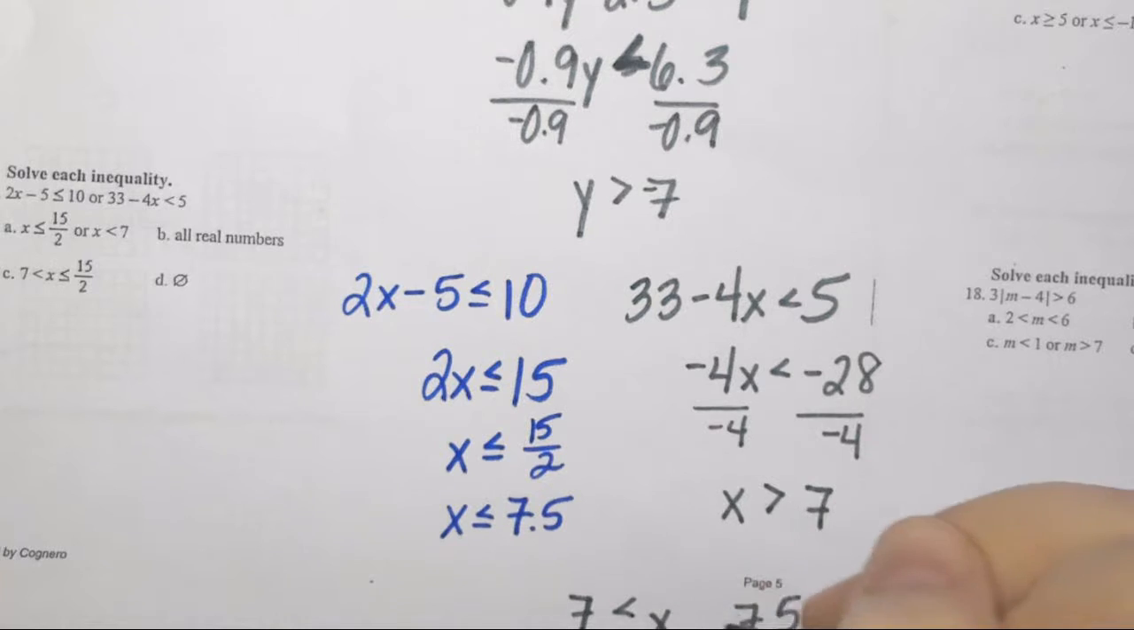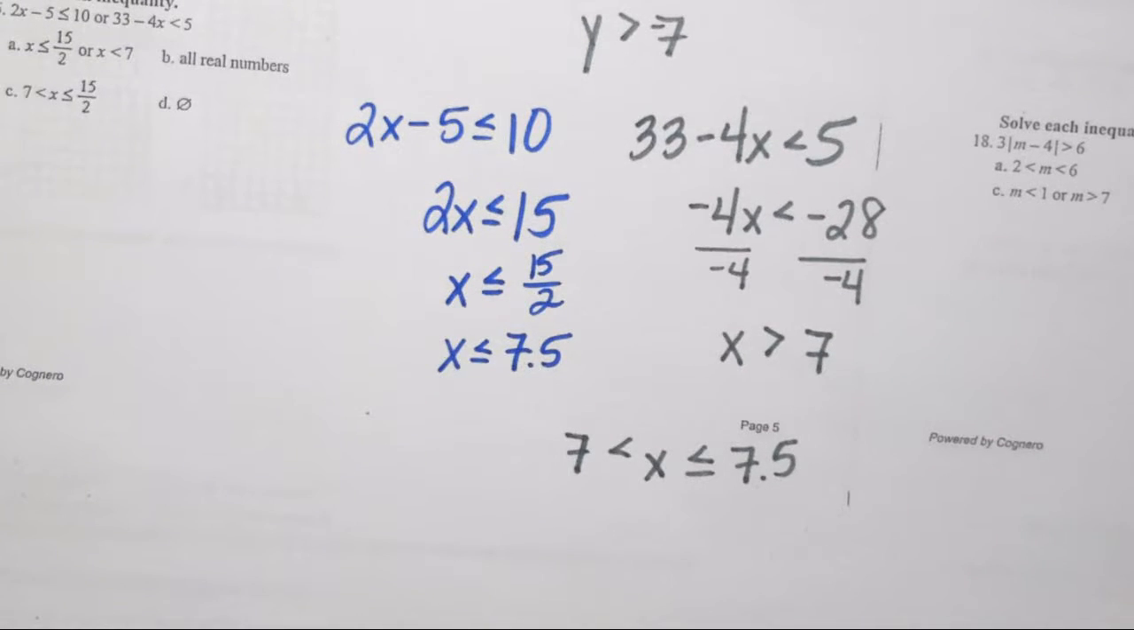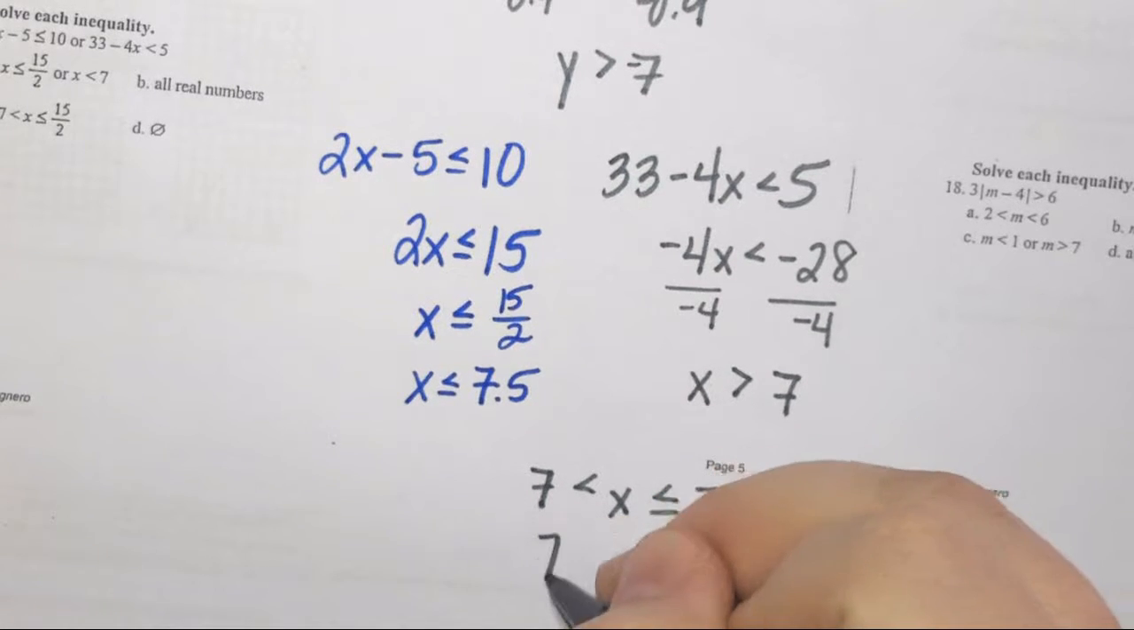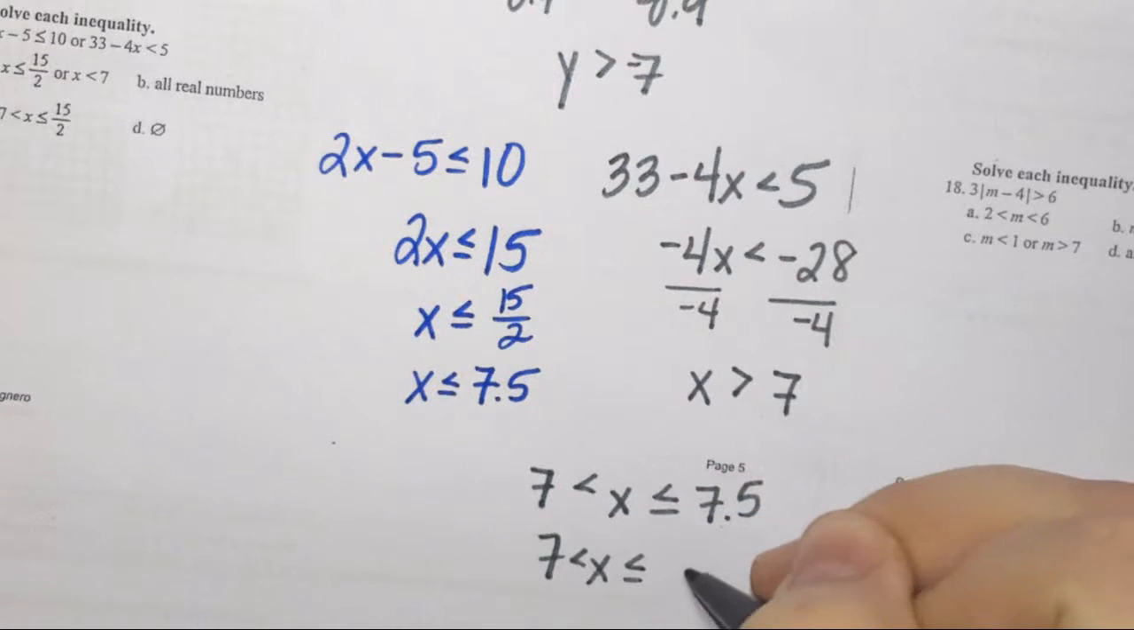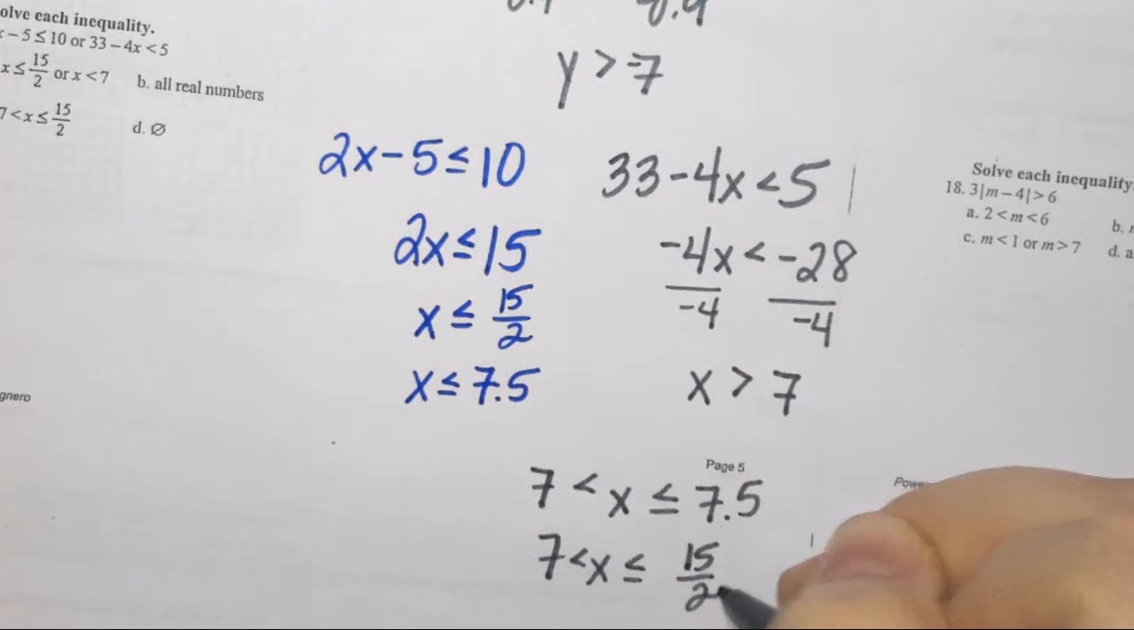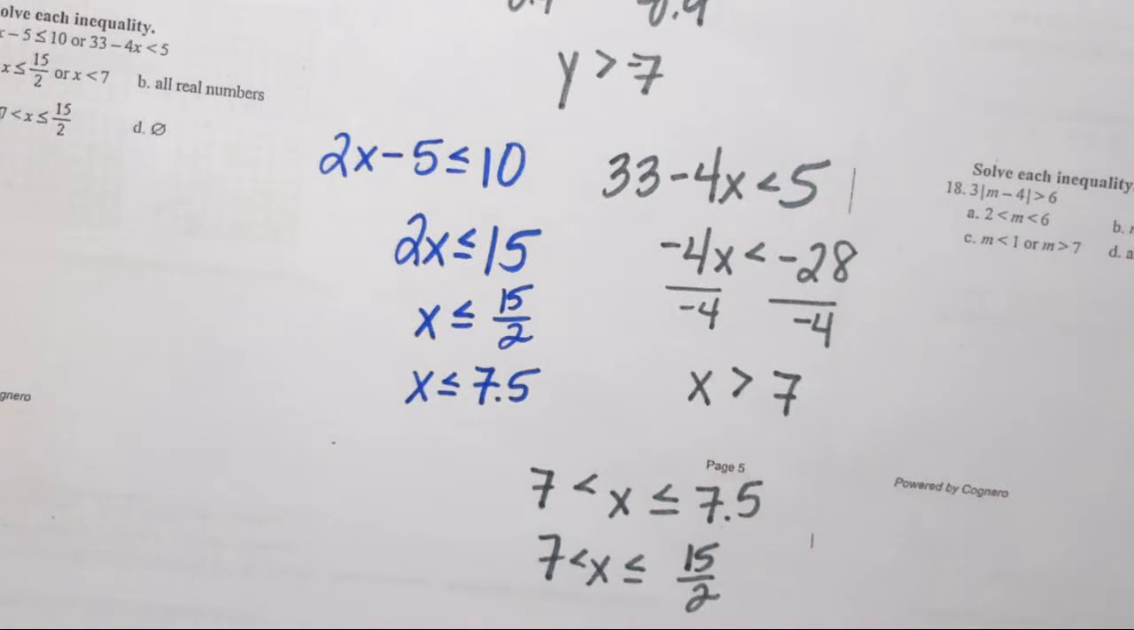So 7 is less than x is less than or equal to 7.5. And again, 7.5 is 15 over 2. So 7 is less than x is less than or equal to 15 over 2. So the answer is C. Any questions about 15? I'm going to go fast. If you need me to go back over one, you're going to have to ask. I'm just trying to make sure we can get through them all.